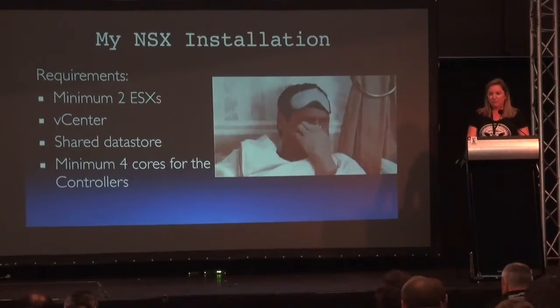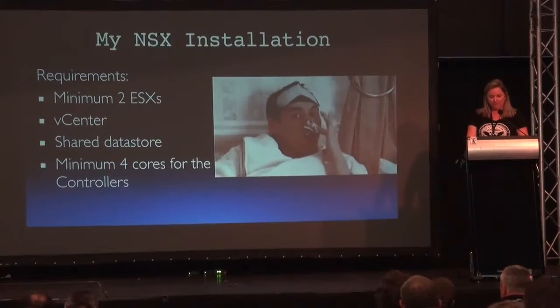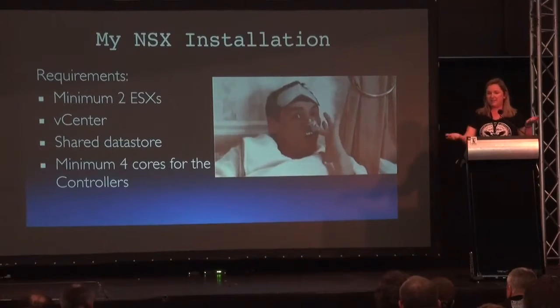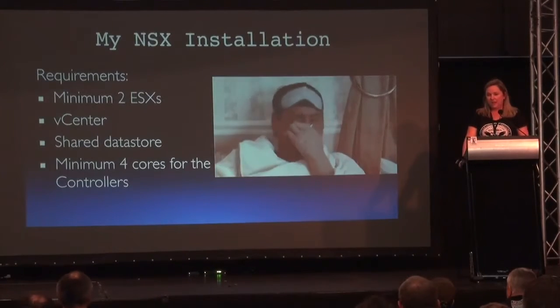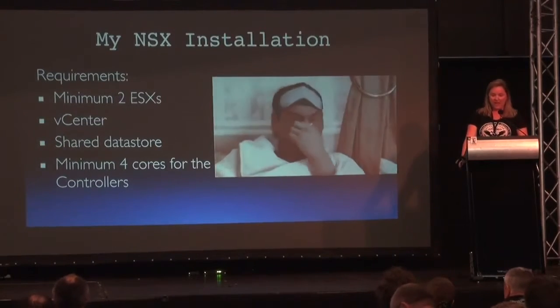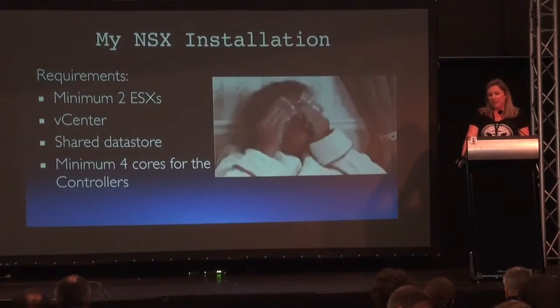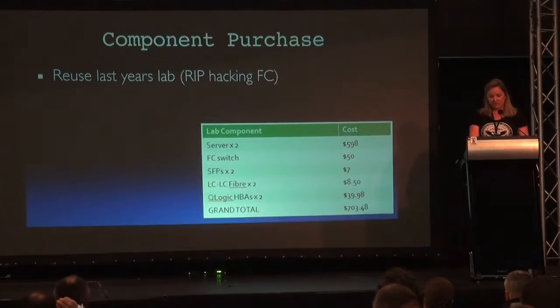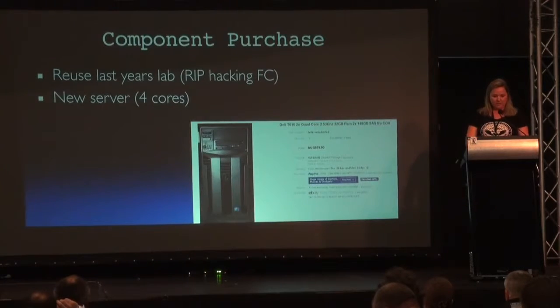I had to build NSX at home because I didn't want to start attacking my customers' or clients' networks. I needed a minimum of 2 ESXs to be able to test some of the functionality that NSX brings. I needed a vCenter, a shared data store, and a minimum of 4 cores for the controller VMs. They require that, and my microprocessors only had 2, which was a bit of a bummer. I had a lab already set up because I did some research on hacking the Fibre Channel protocol, so I reused a bunch of that, which was really good. I bought a new server with 4 cores, which was good fun.